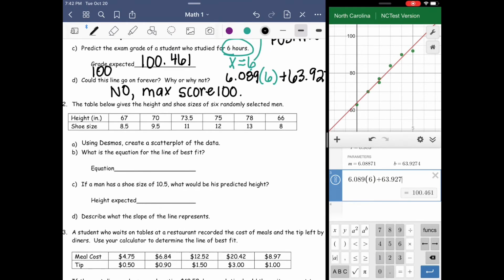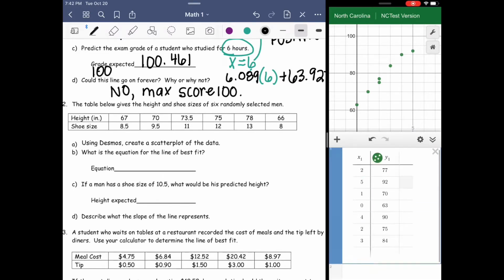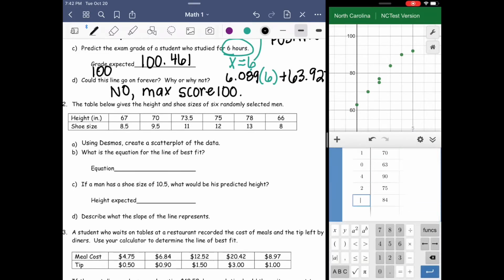All right, so let's look at this next example. We're talking about the height and the shoe size. Again, we're going to put this into Desmos. You are more than welcome to just delete these items if you want to, or you can delete the whole thing, completely up to you, but just make sure your x1 and y1 are there.